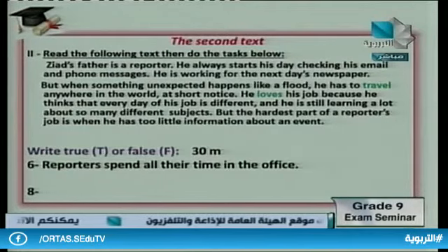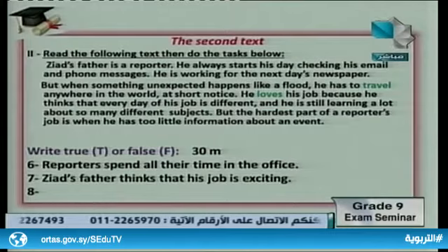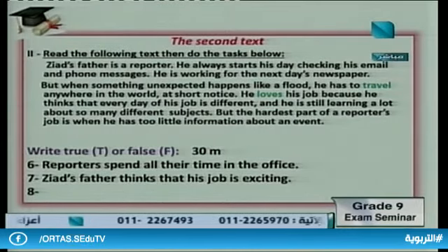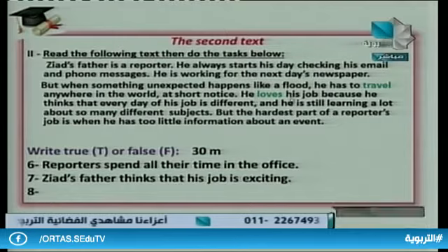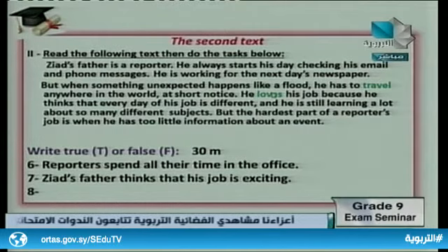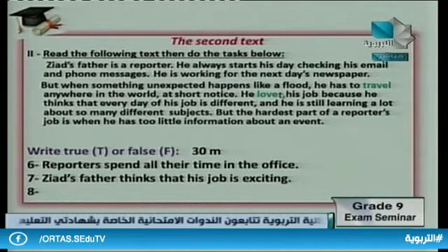So the second sentence, number 7, Ziad's father thinks that his job is exciting, and I find this sentence is true, because he said that he loves his job. The verb loves indicates that his job is exciting to him. Even if we complete the sentence, he thinks that every day of his job is different, and he is still learning a lot about so many different subjects. So this obviously means that he is very interested in his job, and his day is exciting.